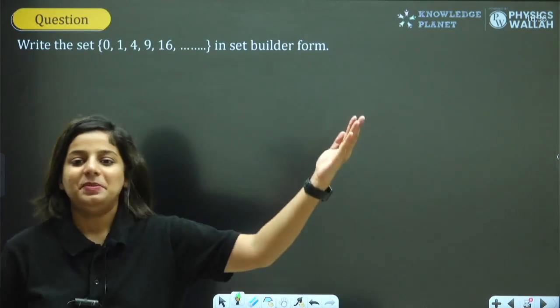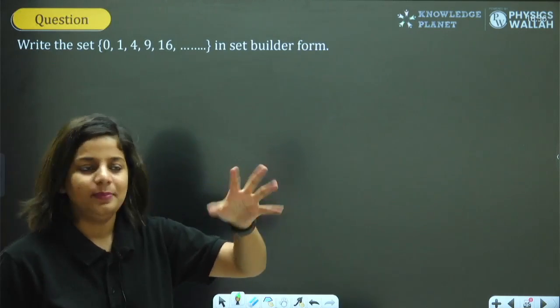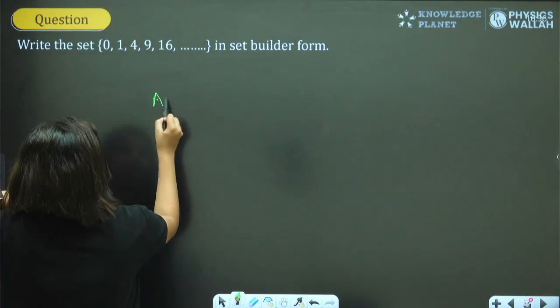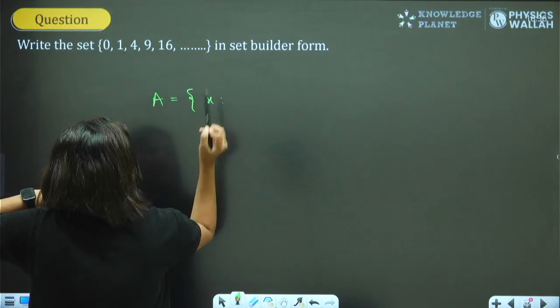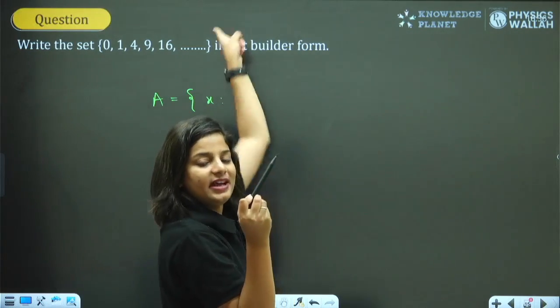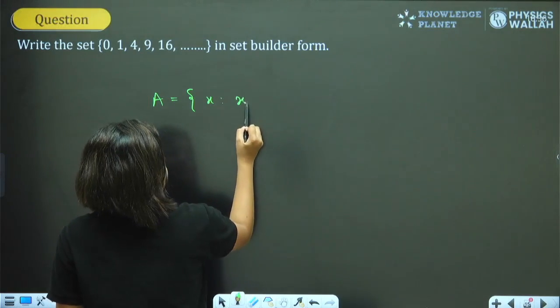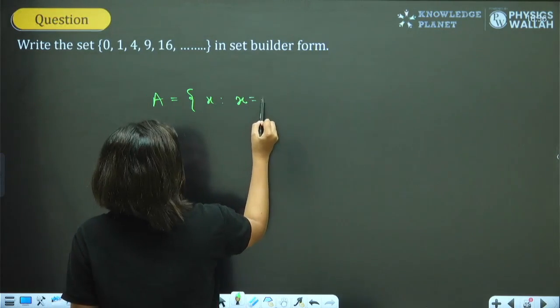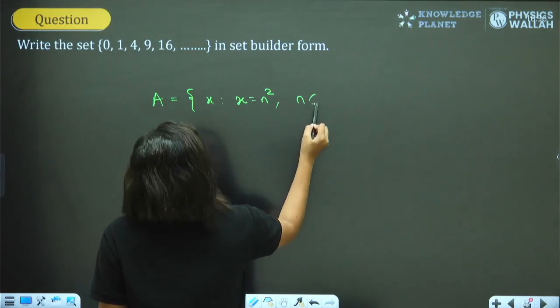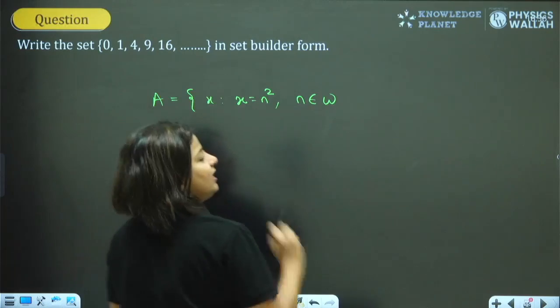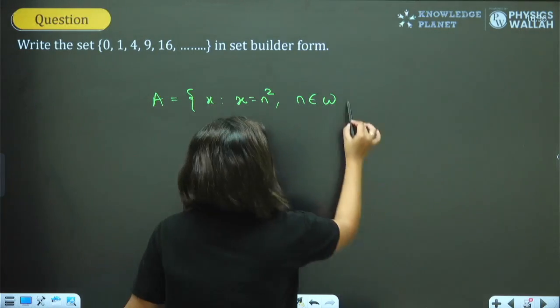Write this in set builder form. So, enough practice for roster to set builder. 0, 1, 4, 9, 16. Careful. It is all x such that, write the property of x which will satisfy this. It is all x such that x is equal to n square and n belongs to whole numbers, because it's starting from 0. That's one way.